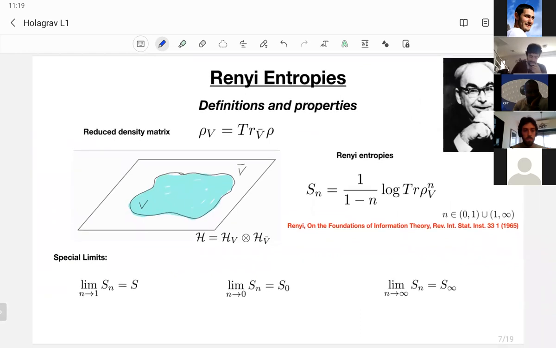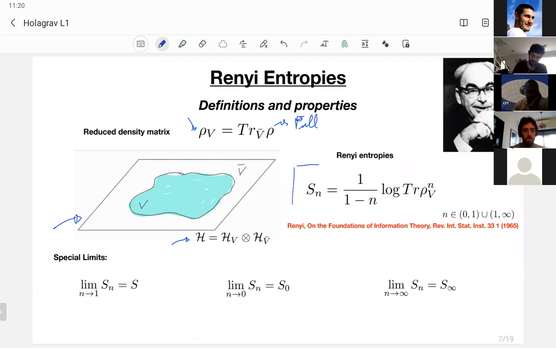So we are going to think that we have a region in spacetime. We are going to divide the region in two subregions. One is called V, the other V complement. The reduced density matrix is defined in this way. This is the full density matrix on V union V complement, and you have to trace over a piece of this to get the reduced density matrix. We are going to always think that the total Hilbert space can be factorized in this way. This is not true, typically, in quantum field theory, but we are going to assume that we can.